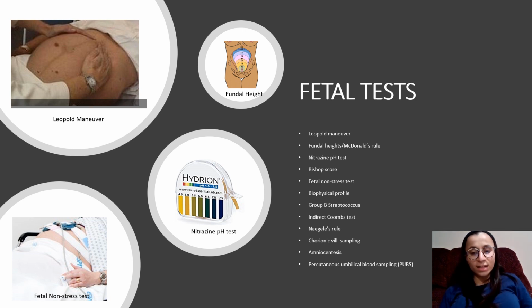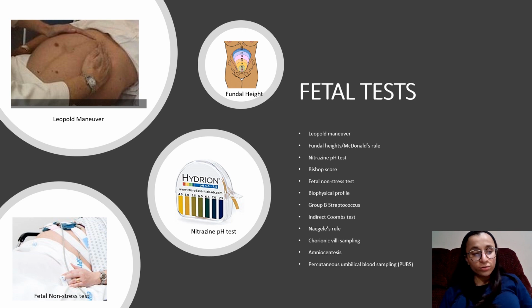The next test is the indirect Coombs test. What happens is that if there's a trauma, let's say a car accident, for example, it could cause bleeding and the mixing of the bloods. If the bloods do mix, the mom's antibodies could attack the baby's. So after the trauma, you want to do this indirect Coombs test and see if the mom is negative and the baby's positive, and then you want to give them immunoglobulin.